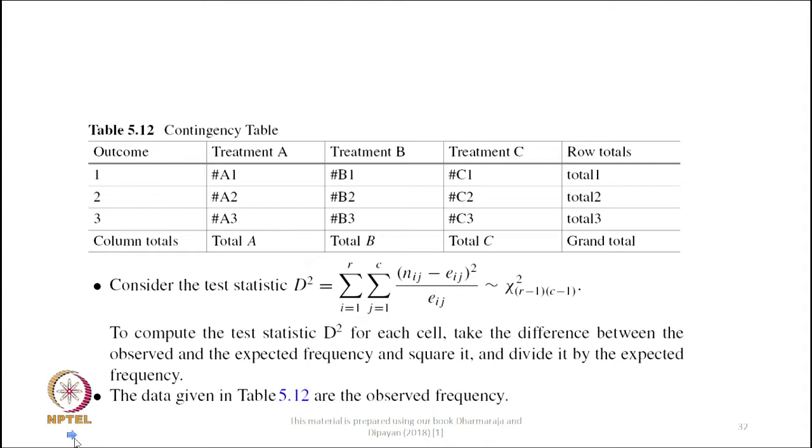The reason is the same: you have r rows and c columns, and the number of independent pieces of information is r minus 1 and c minus 1 respectively. Therefore, the degrees of freedom is r minus 1 times c minus 1. So, once you identify the test statistic, all the further steps follow as I explained in the previous tests of hypothesis.